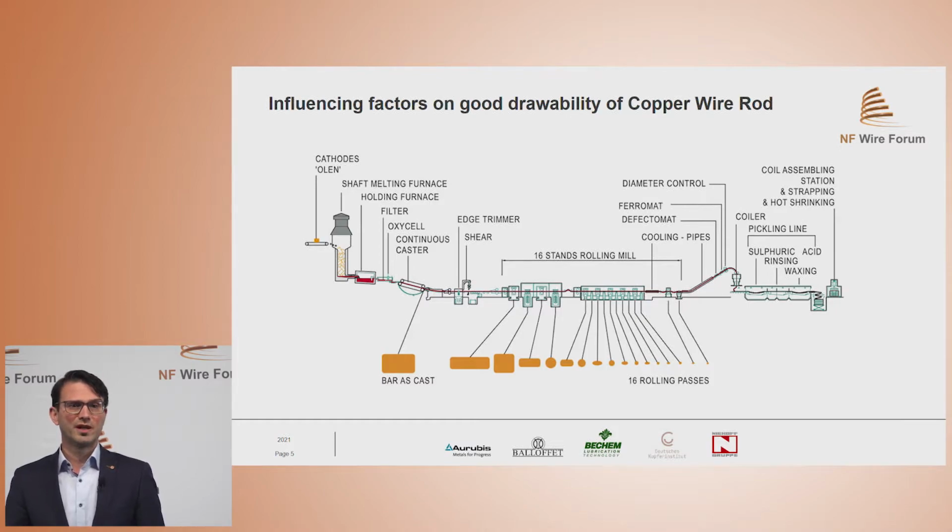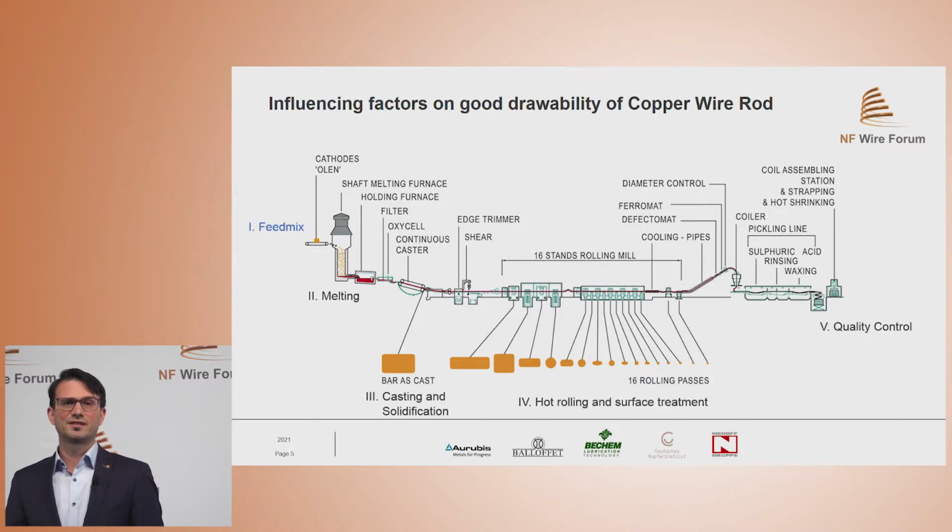At Aurubis, we have 4 copper rod lines, 2 with the Southwire principle, with a casting wheel, what you saw before, and now you see the Conti rod line, where we have 2 of these lines with the Hazelett casting principle. Both are equal when it comes to the final semi-finished product of 8 millimeter ETP1 copper wire rod.